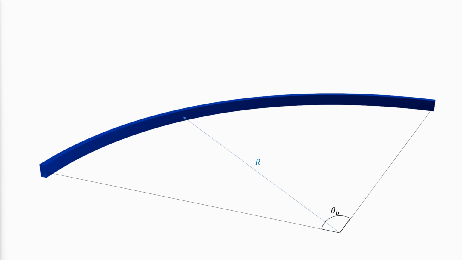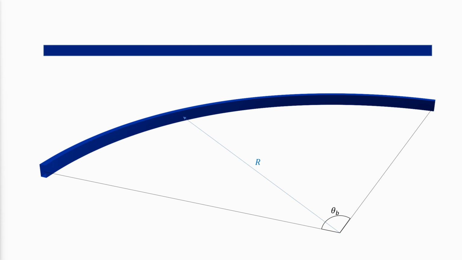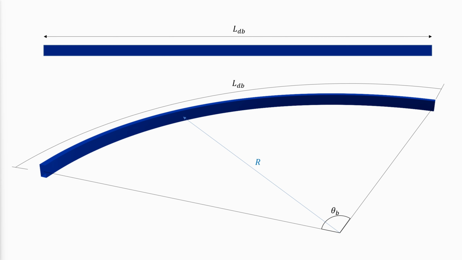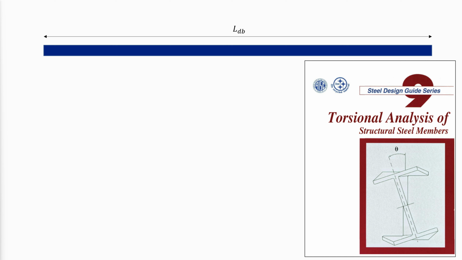Because both torsion and flexure are present in curved beams, the second-order effects and interaction equations are required to verify the member strength. In all cases, the torsional strength is calculated for an equivalent straight member based on the developed length between torsional restraints, LDB, and properly accounting for any warping restraints. AISC Design Guide 9 can be used to calculate the elastic torsional strength of an equivalent straight member. Hence, this method is called the elastic method.